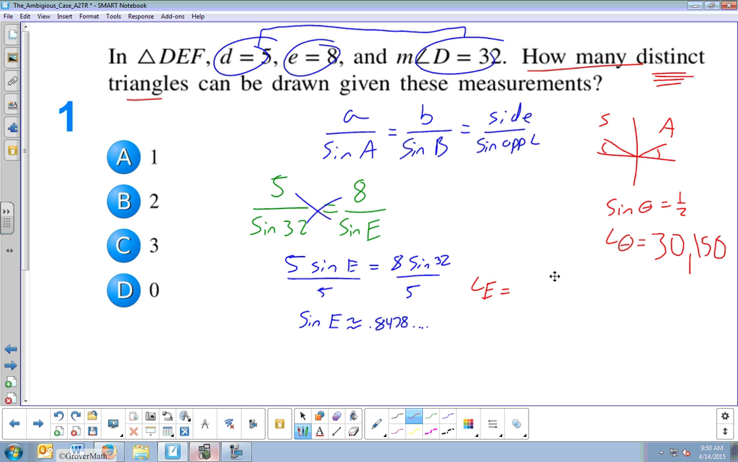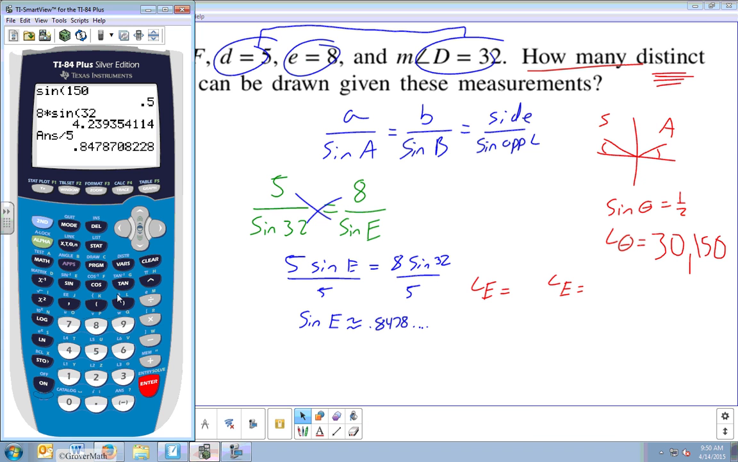But I'm actually going to get 2 possibilities. I'm going to get a quadrant 1 angle E and a quadrant 2 angle E. And the way I'm going to do that is I'm going to do inverse sine, which is second sine, and I want this whole number, so I'm going to grab it as second answer. I'm not going to retype it because I won't get all of it.